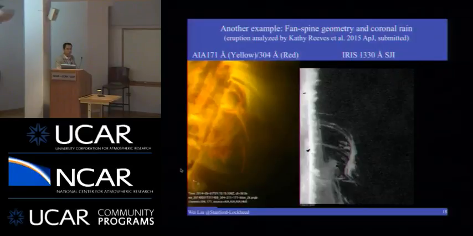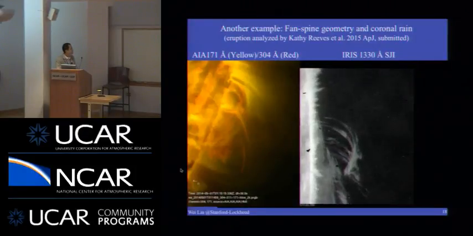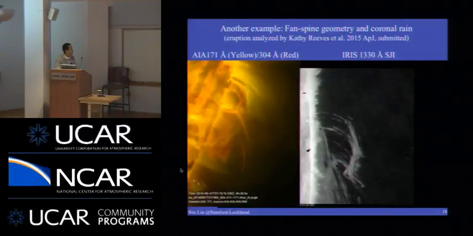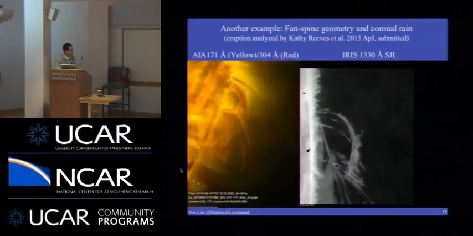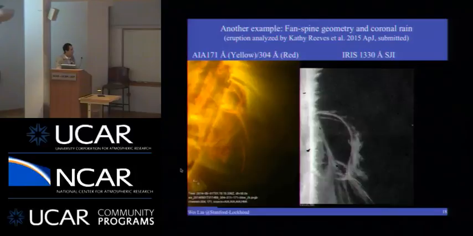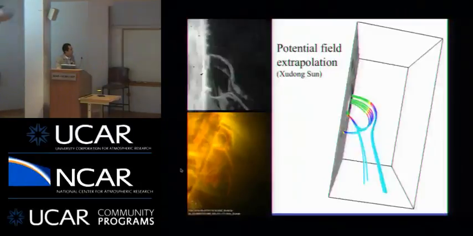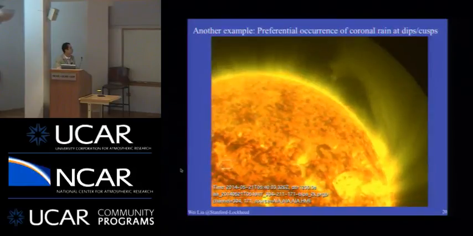So just a few more examples. Here's another example caught by IRIS. There's a very clear fan-spine geometry where the coronal rain material is formed right here at the null point. And we can model this geometry with extrapolation, with a clear fan-spine geometry where the coronal rain is formed. And more examples.